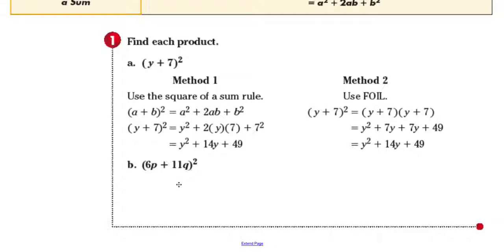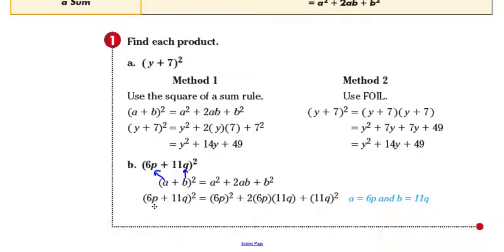And let's take a look at example 1b. (6p + 11q) in parentheses squared. Again, we use method 1, the square of a sum rule, where quantity (a + b) squared is equal to a squared plus 2ab plus b squared. Memorize this, because this is going to be very useful even when you get to high school. So we want to find out what a is and what b is, and if you notice, our a is 6p and our b is 11q.